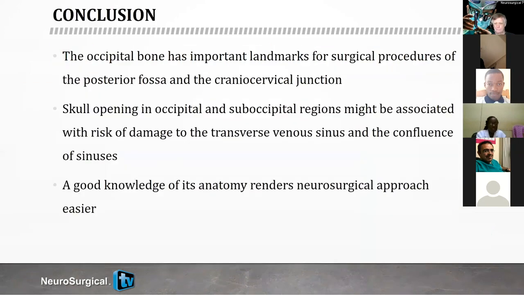So to conclude, I will say that the occipital bone has important landmarks for surgical procedures of the posterior fossa and the craniocervical junction. Skull opening in the occipital and suboccipital regions might be associated with the risk of damage to the transverse venous sinus and the confluence of sinuses, also called torcular. So a good knowledge of its anatomy renders the neurosurgical approach easier and less risky. Thank you.